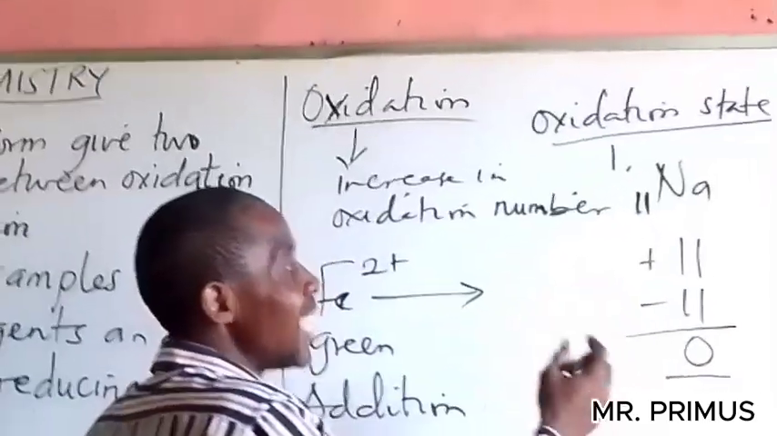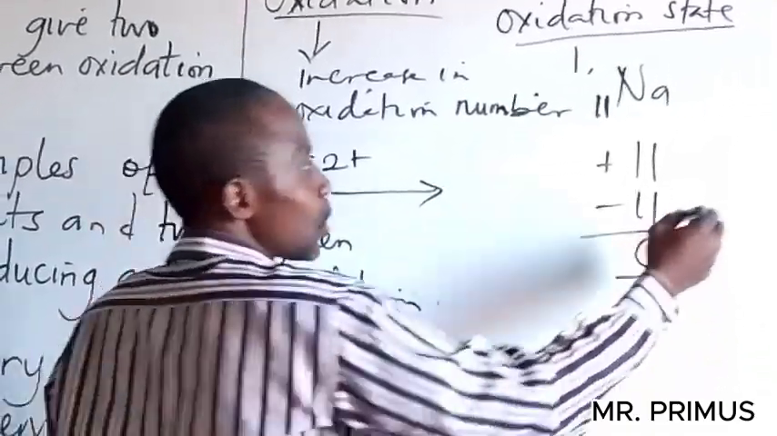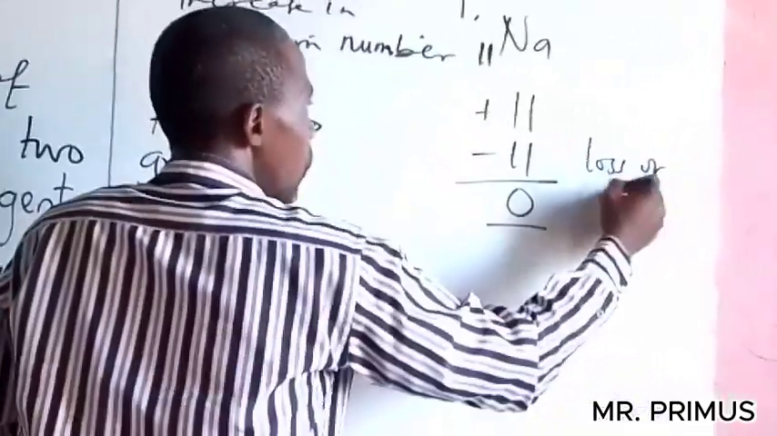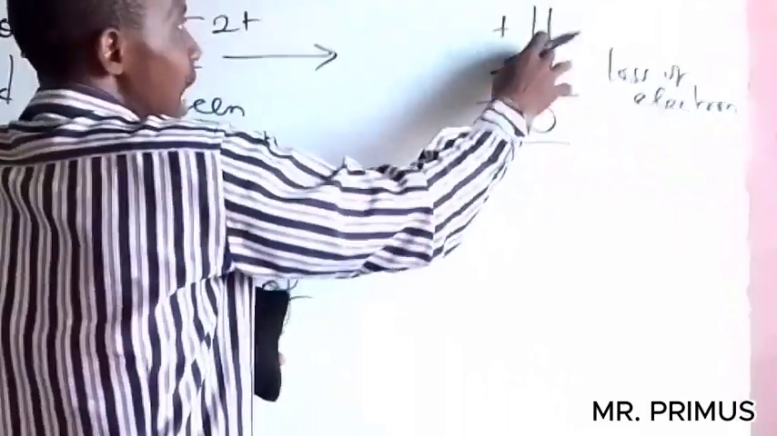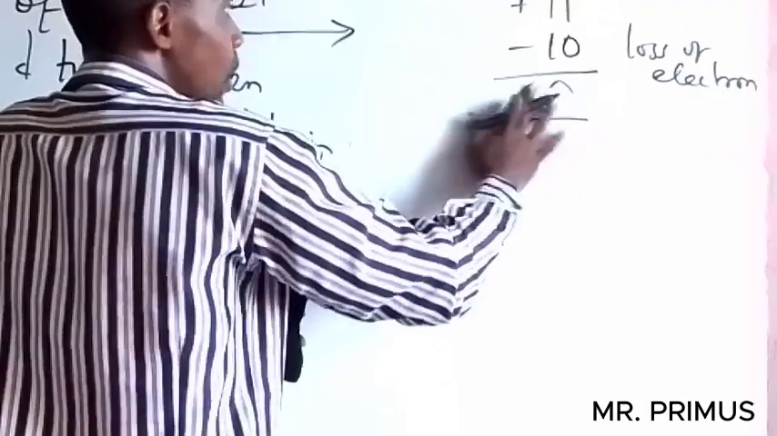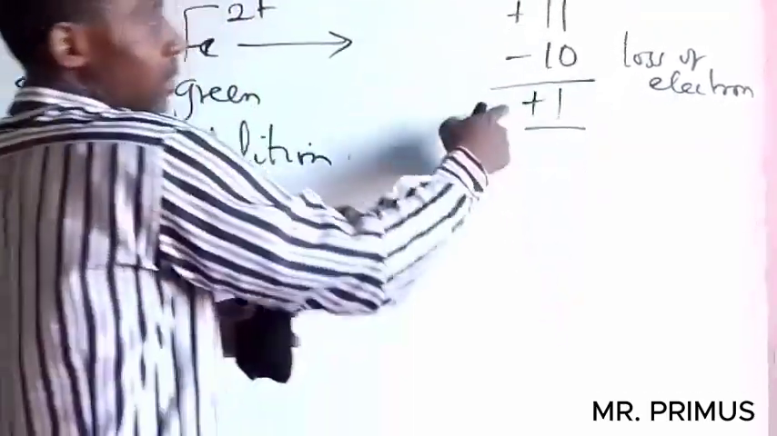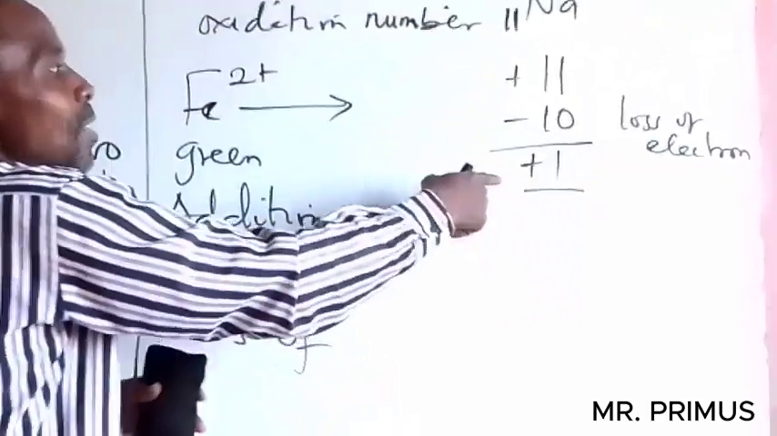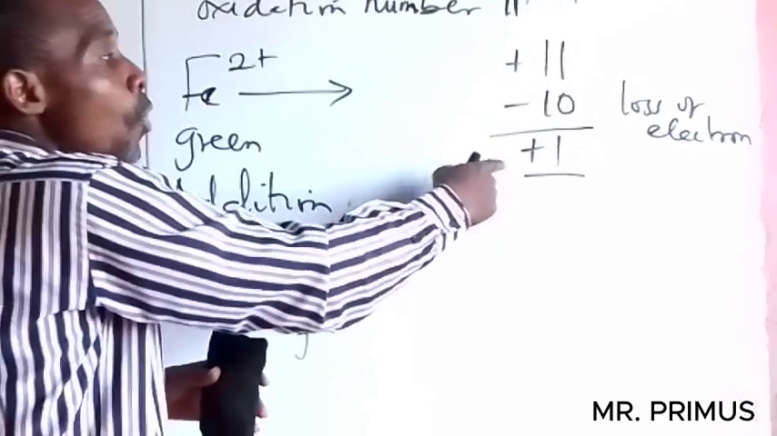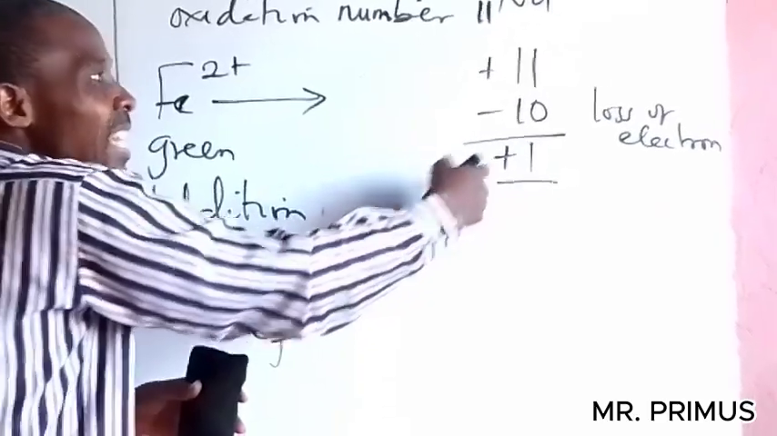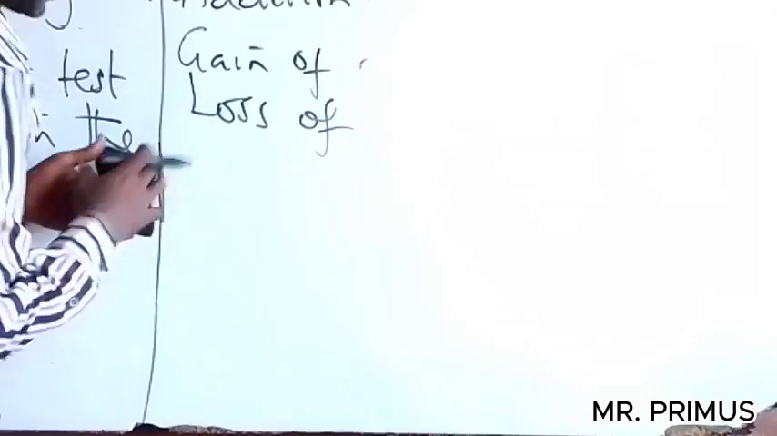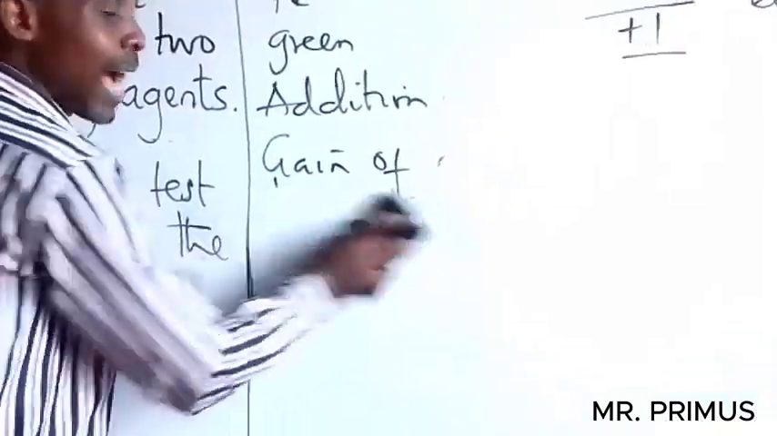Then, if there is loss of electron, if you remove one electron and it becomes 10, that will give you what? Plus 1. So, with loss of electron, can you see that the oxidation state has increased from 0 to 1? It has increased by loss of electron. Oxidation is defined as what? Loss of electron, not gain of electron. Have you seen that now?